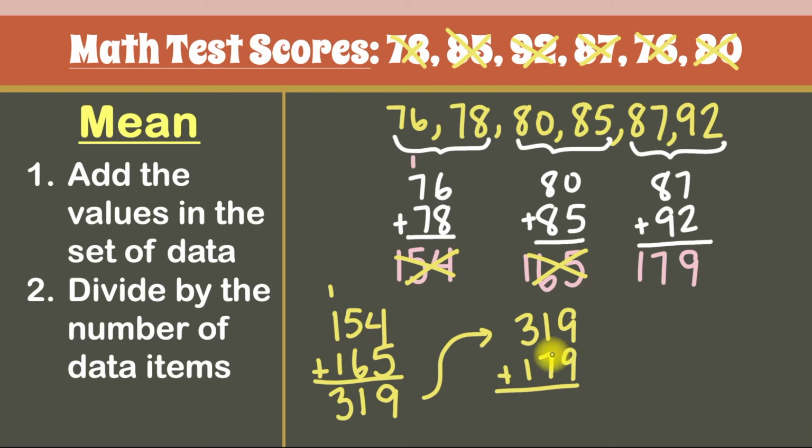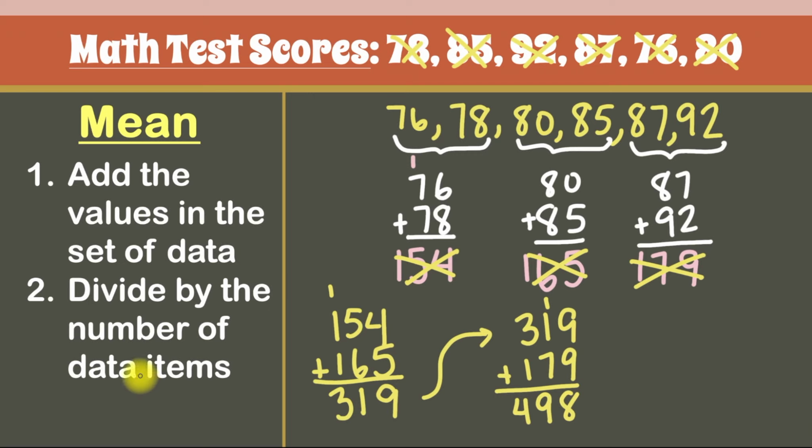9 plus 9 equals 18. I'll bring down the 8 in 18 and carry the 1. 1 plus 1 is 2. And 2 plus 7 equals 9. So we'll put a 9 under those numbers. And 3 plus 1 equals 4. So we added 179 and got a final total sum of 498. So we're done with step 1. And next, we'll have to jump into step 2, which is to divide by the number of data items.